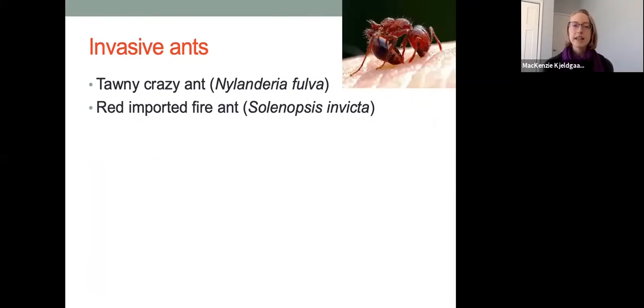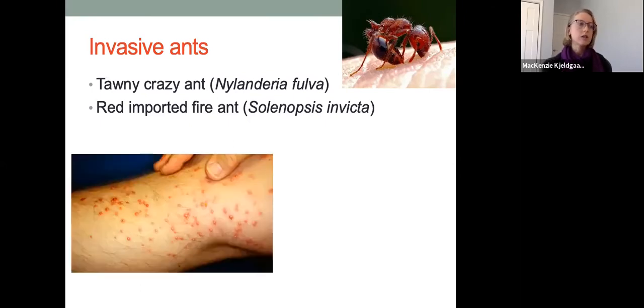So the second invasive ant species that I looked at was the red imported fire ant, or Solenopsis invicta. If you've lived in the South at all, you're likely very familiar with this ant species because they're everywhere in the South. And I love to include this picture here because fire ants never look happier than when they're stinging someone.